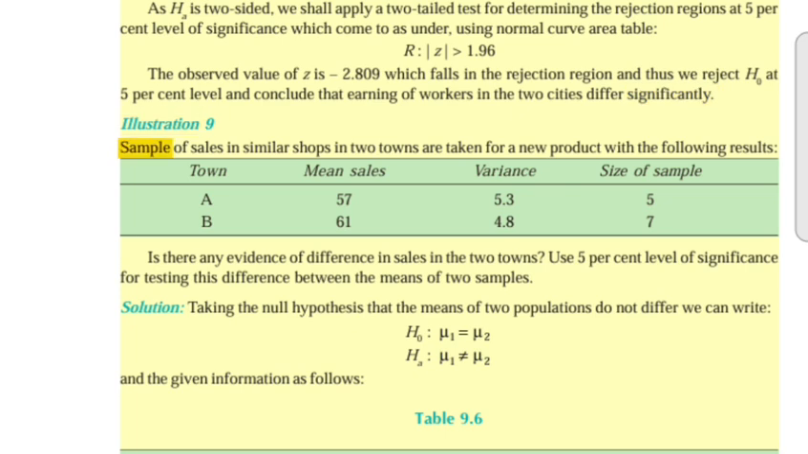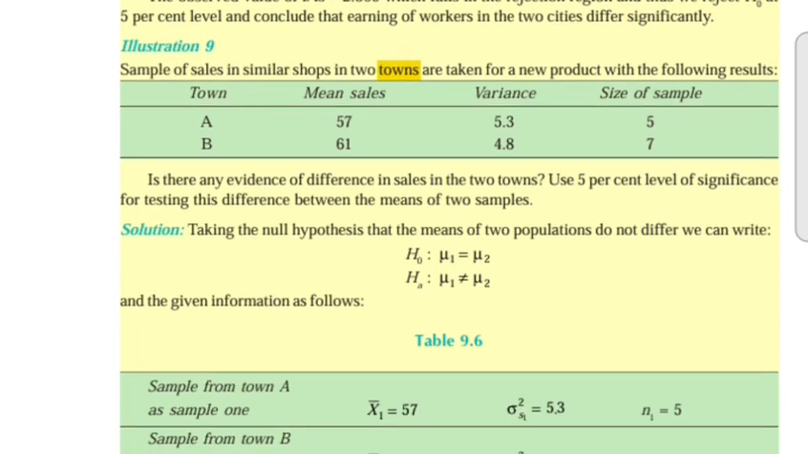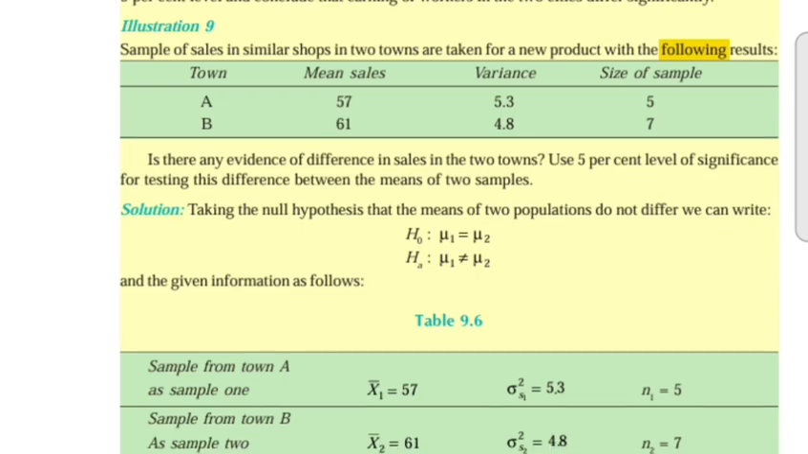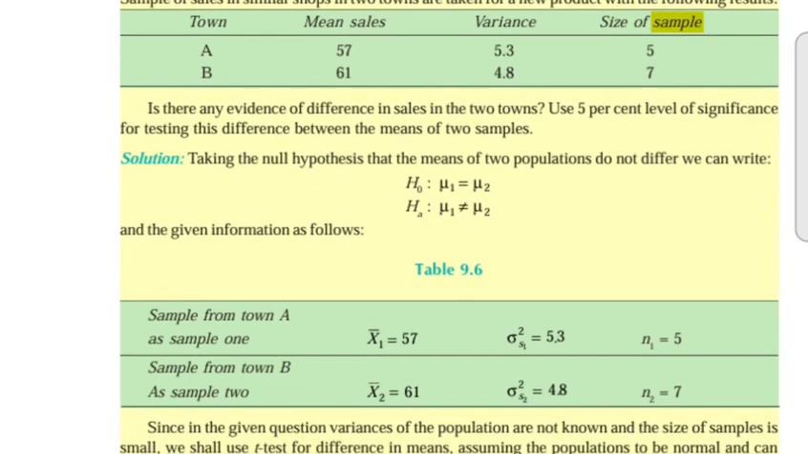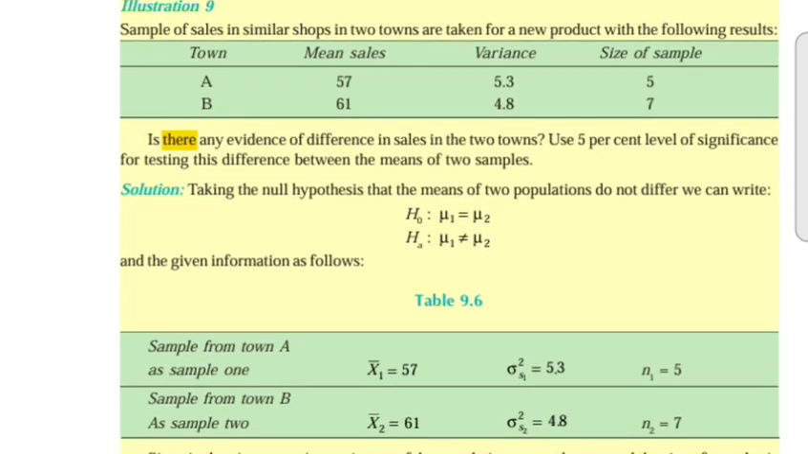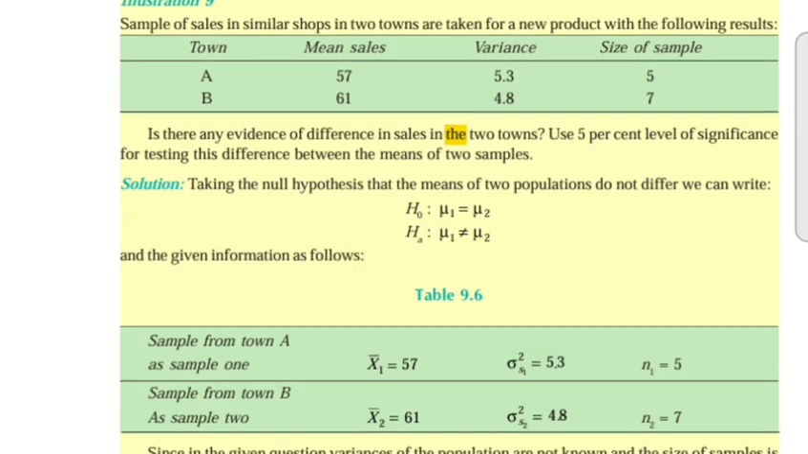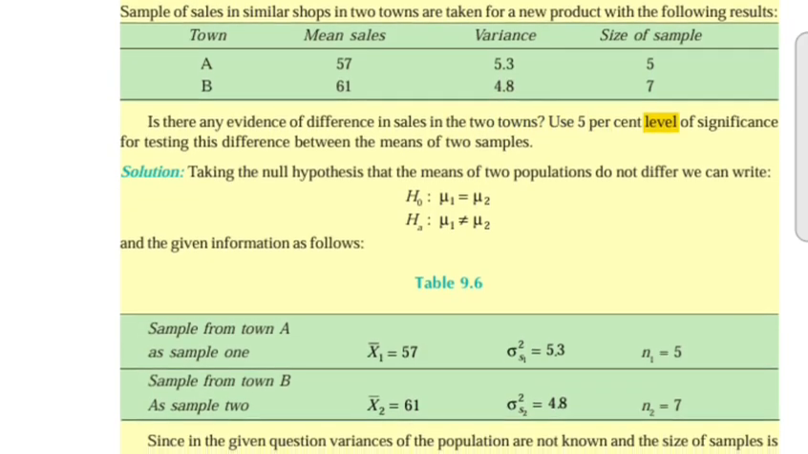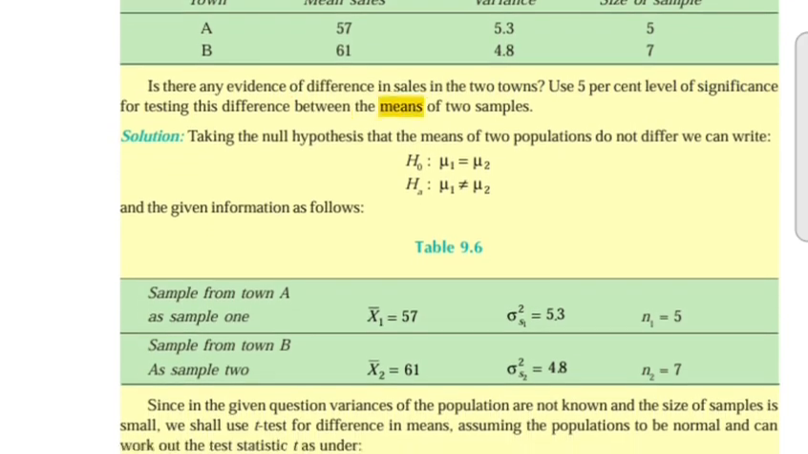Illustration 9. Samples of sales in similar shops in two towns are taken for a new product with the following results. Town A and Town B: mean sales, variance, size of sample. Is there any evidence of difference in sales in the two towns? Use 5% level of significance for testing this difference between the means of two samples.